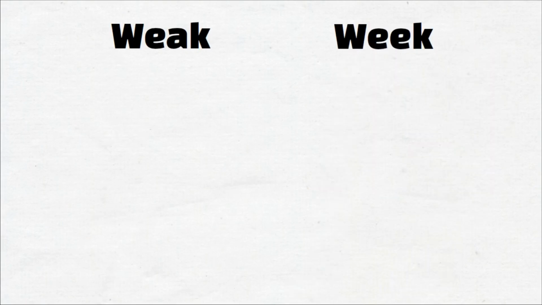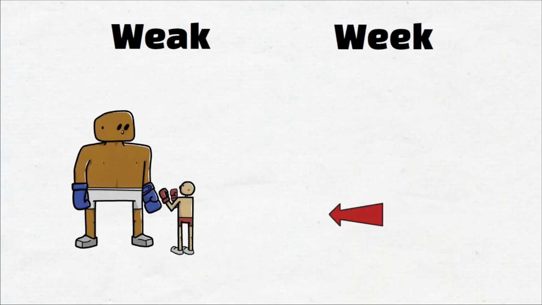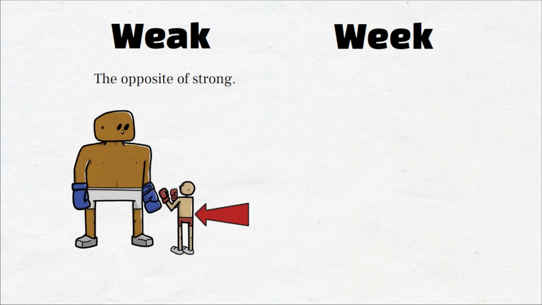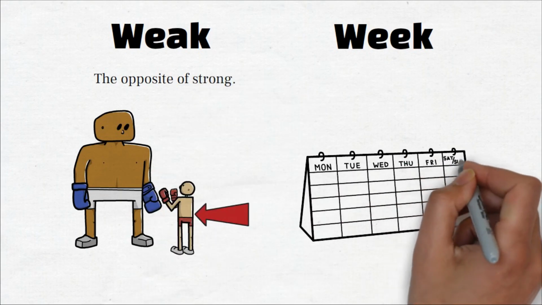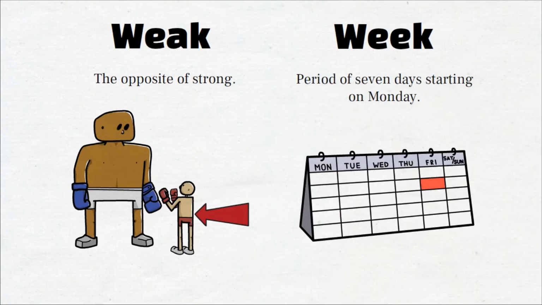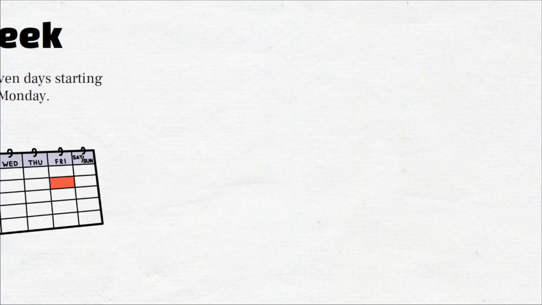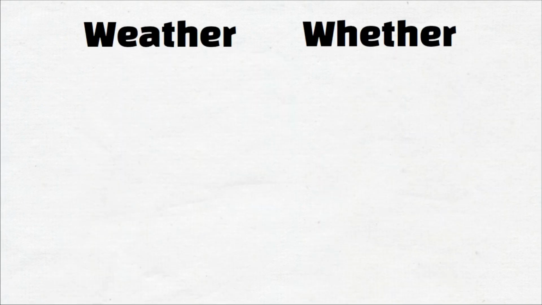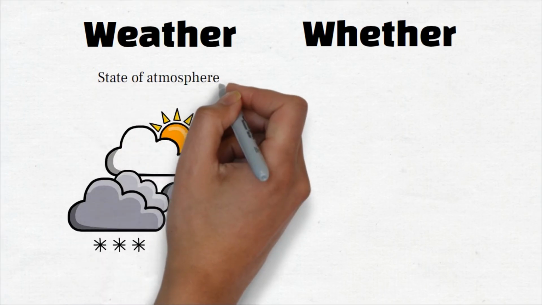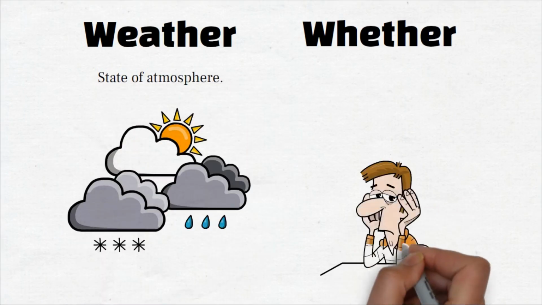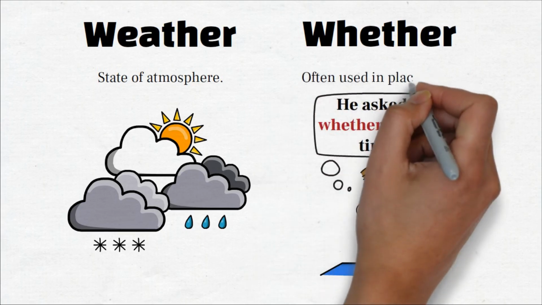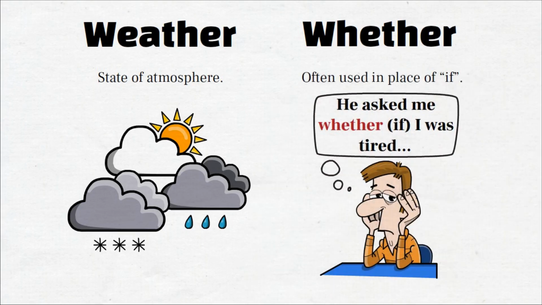Weak. The first is the opposite of strong. And the second is a period of 7 days starting on Monday. Weather. The first is a state of atmosphere. And the second is often used in place of if.